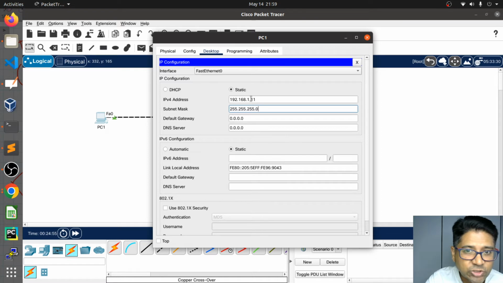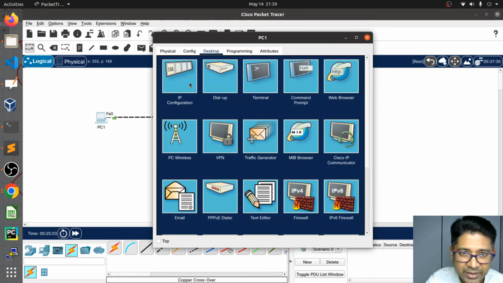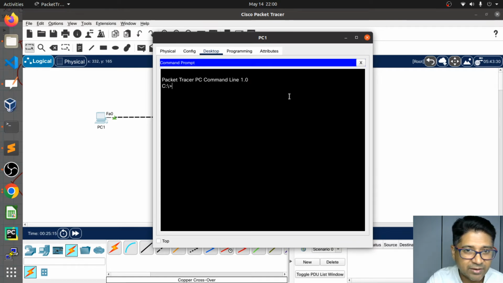Now how do I check that this IP is assigned to my PC? After IP configuration, you have to click here. These are the inbuilt tools we have in the laptop. After IP configuration, we have to go to the command line interface. I will click here. This is the command line interface.